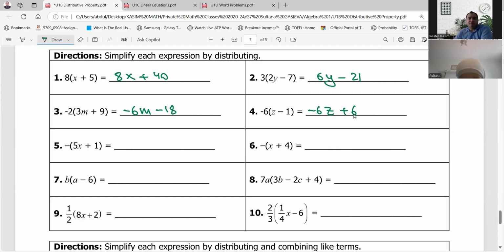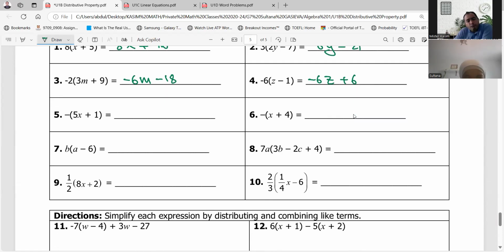Number 5. Negative 5x plus 1. So negative 5x times 1, minus 1. Because negative means that, Sultana, again, it is negative 1. Negative 1 times 1 is negative 1.